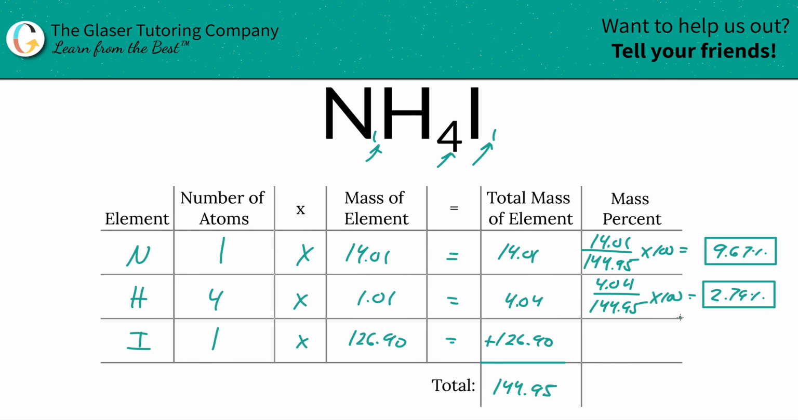And then last but not least, same thing for iodine. Take the 126.90 and divide it by the total, 144.95. Multiply that by 100, and we're going to get roughly 87.55%.